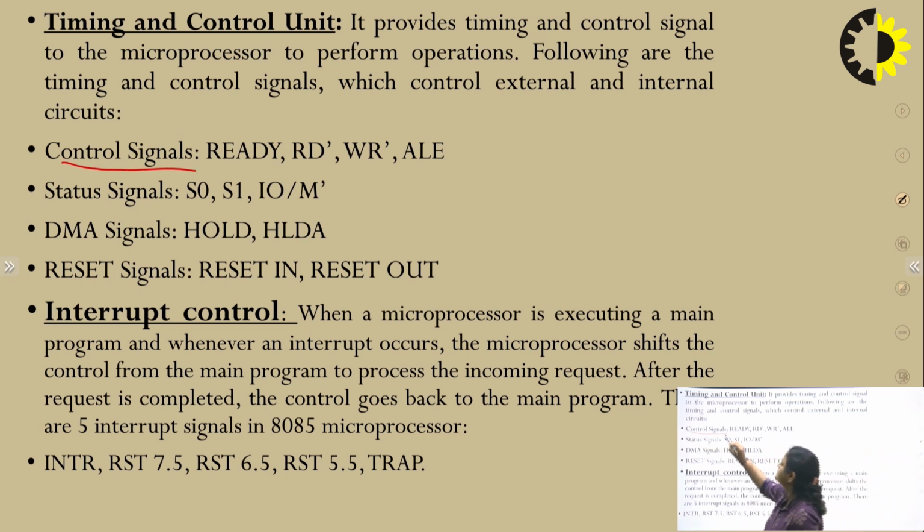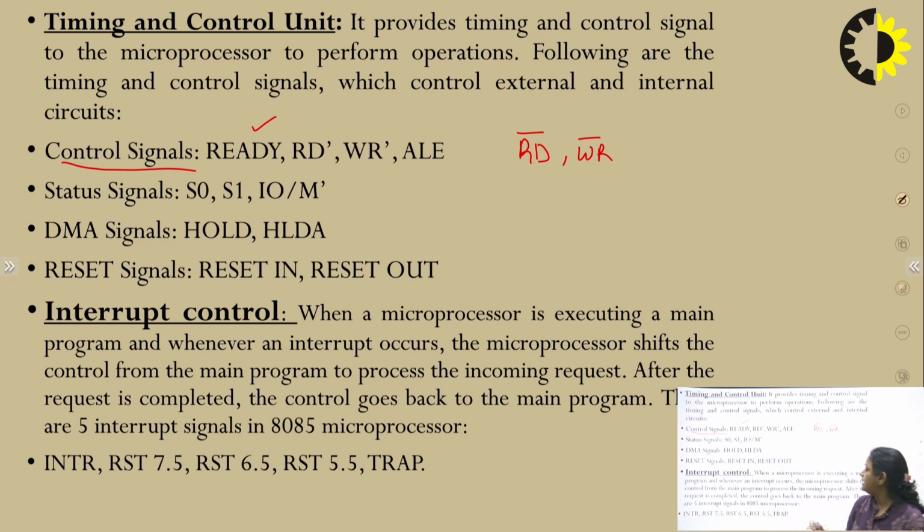These are the signals which are used to control the entire architecture, including ready, read bar, and write bar. Here the bar sign means complement. These two are active low signals, meaning these signals will be activated when we pass the value 0 to them. And address latch enable. So the control signals include ready, read bar, write bar, address latch enable. These are the signals which are passed when a microprocessor is executing some control function.